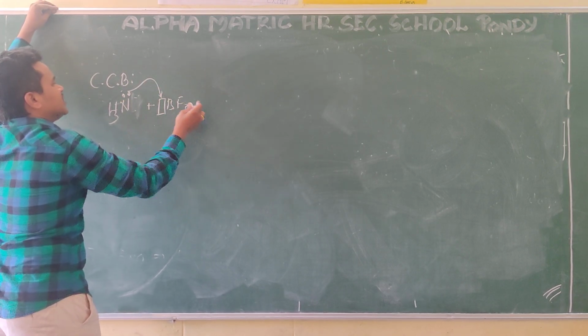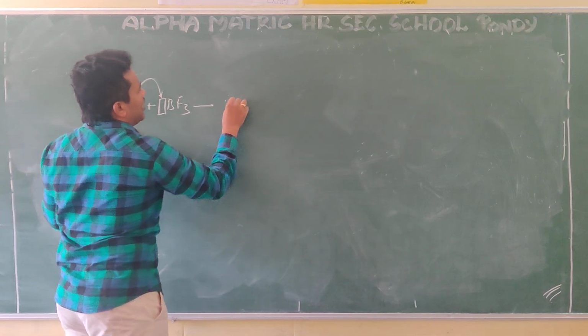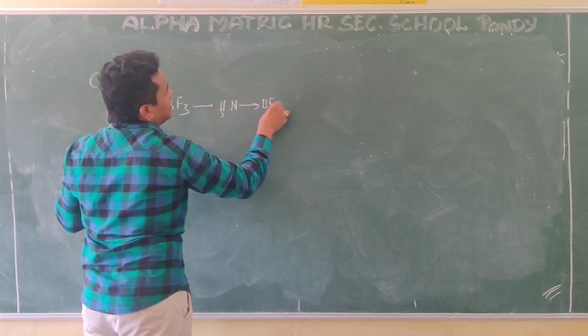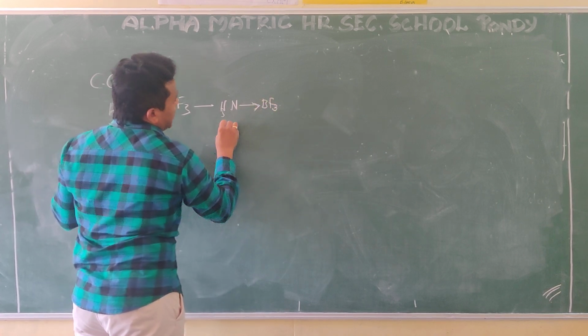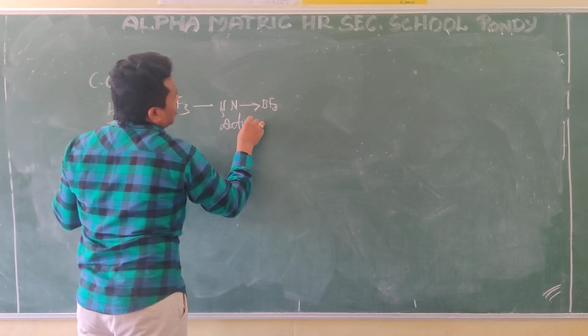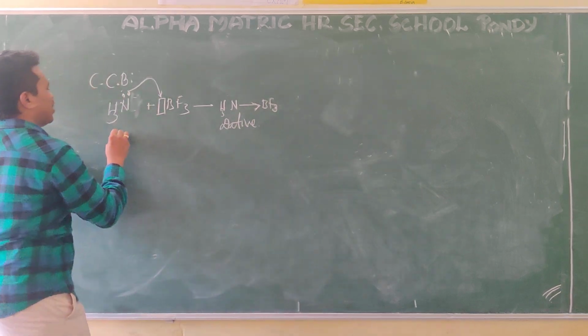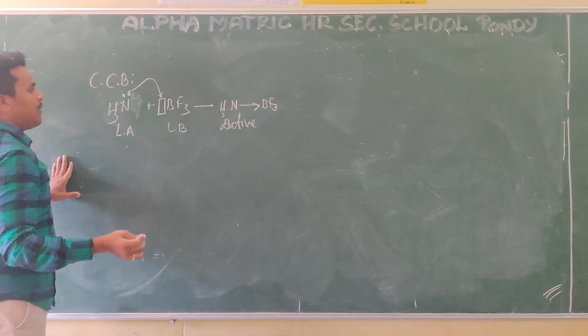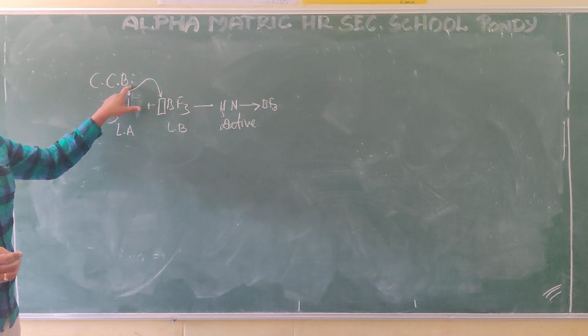It can donate like this, so they are going to form one bond here. What is the bond? Ammonia to BF3. This bond is called a dative bond, otherwise a coordination covalent bond. This one you call a Lewis acid and this one a Lewis base here.